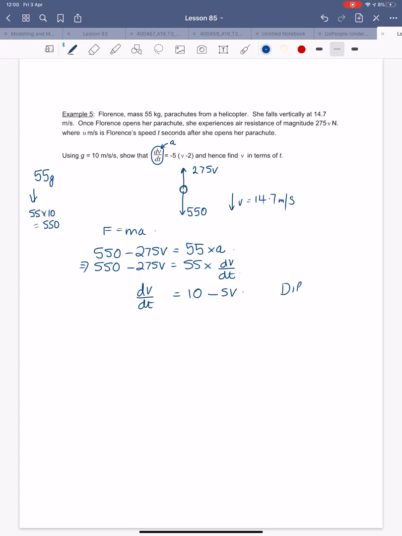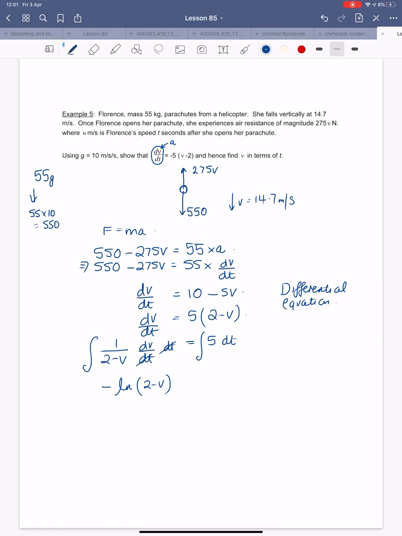Okay, so this is a differential equation, which we haven't done for a while, but they do come back. So we can say dv/dt is 5 times (2 minus v). So if we divide both sides by 2 minus v, I've deliberately left a big gap there, then integrate both sides with respect to t. You can think of those as cancelling out. And then this side, minus ln of 2 minus v is the integral of 1 over 2 minus v, and it's 5t on that side, plus constant of integration.